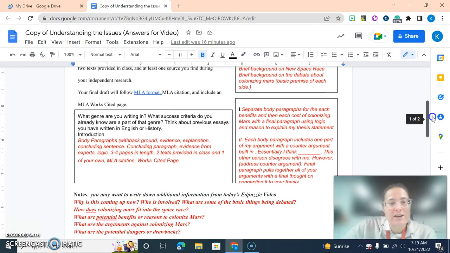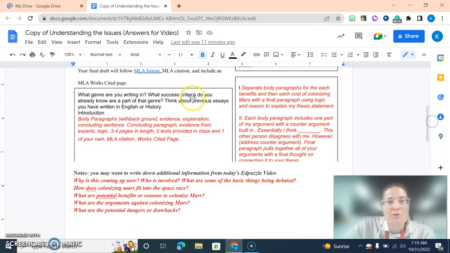So then let's look down here at the genre you're writing in. The genre you're writing in is an academic essay. It's also somewhat of a research paper, but since you're really using some of the research we found in class, I wouldn't consider it a full-on research paper. So in an academic essay you are going to have an introduction, and you are going to have body paragraphs. Your body paragraphs are going to have a topic sentence with evidence and explanation or analysis of that evidence. Sometimes we call this T-bear. You're going to have a concluding paragraph. Your information needs to be from experts. You need to have logical thinking.